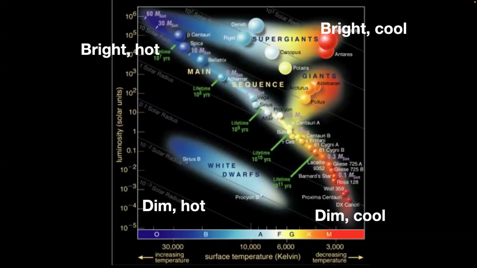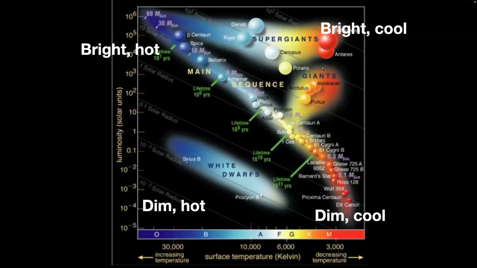Okay, we can kind of roughly split this diagram up into quadrants. So in the upper left, up here, we have stars that are both very luminous and very hot. So these stars are on the left side of the diagram, meaning they have very high temperatures, and they are located towards the top, which means they have high luminosity.